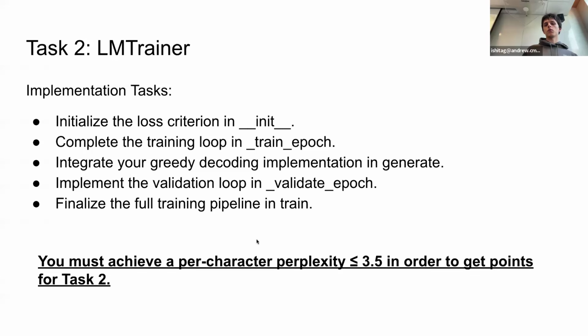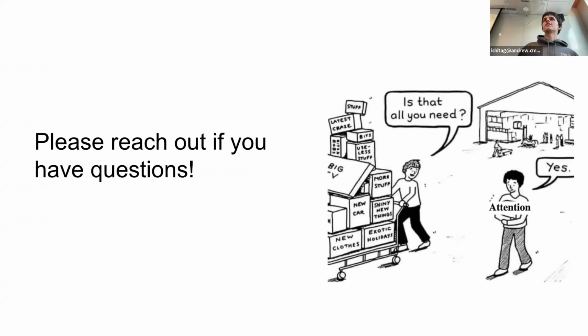To get full credit on the homework assignment for task 2, you have to get a character perplexity of less than 3.5. And that is it for part 2. It's much shorter, but much longer when it comes to coding. So please reach out if you have any questions.